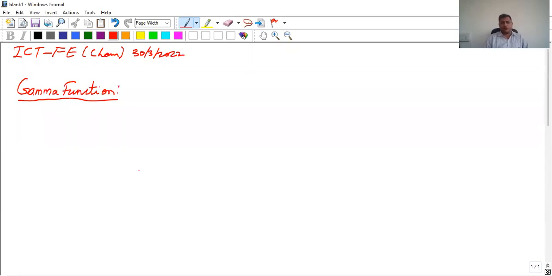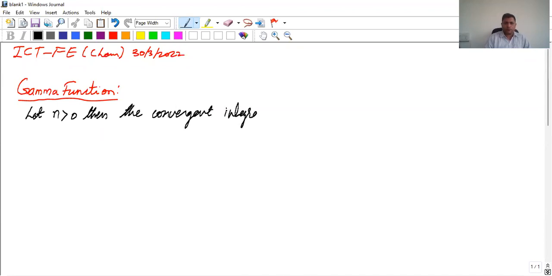So let us define what the gamma function is. Now let n be greater than 0. This is the important condition that we need to understand: n has to be greater than 0. Then the convergent integral. What is meant by a convergent integral? It is an integral which has a finite value and we can find it.